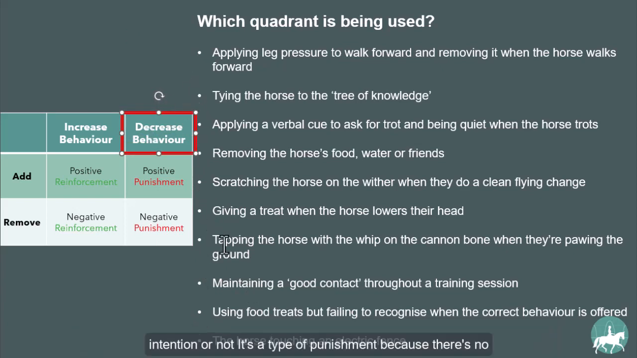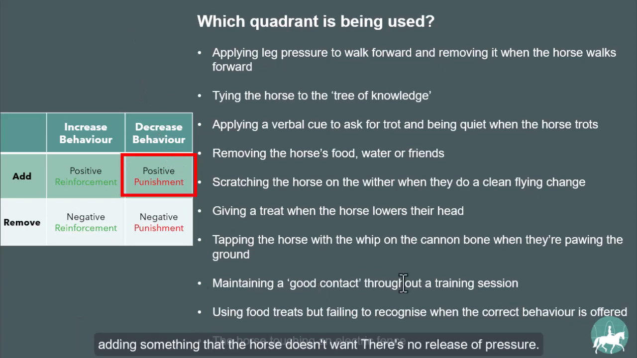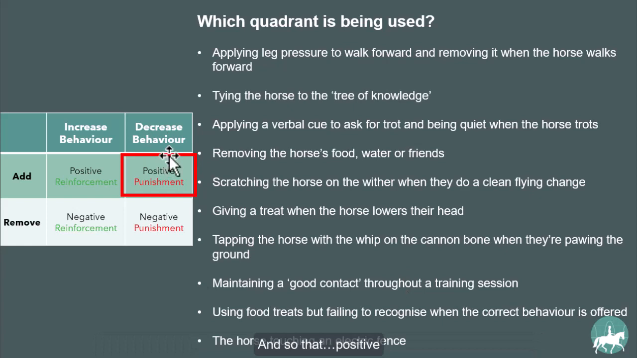It's a type of punishment because there's no release here. Maintaining a good contact throughout the training session, there's no release. So we're adding something. It turns into positive punishment. We're adding something that the horse doesn't want. There's no release of pressure. And so that becomes positive punishment, whether or not it's our intention.